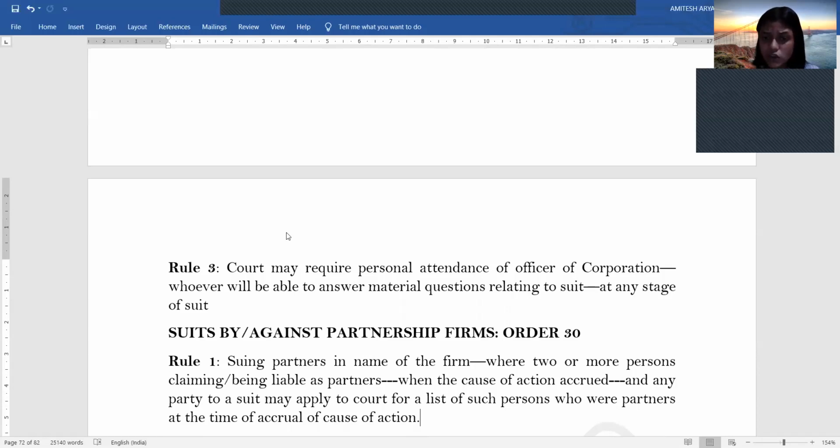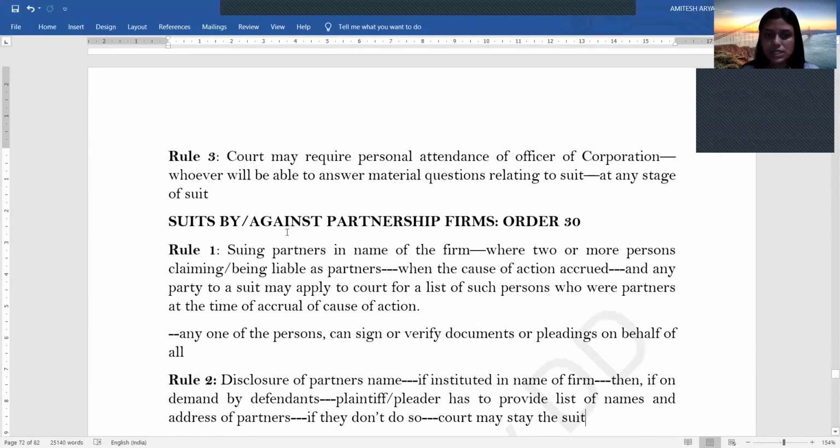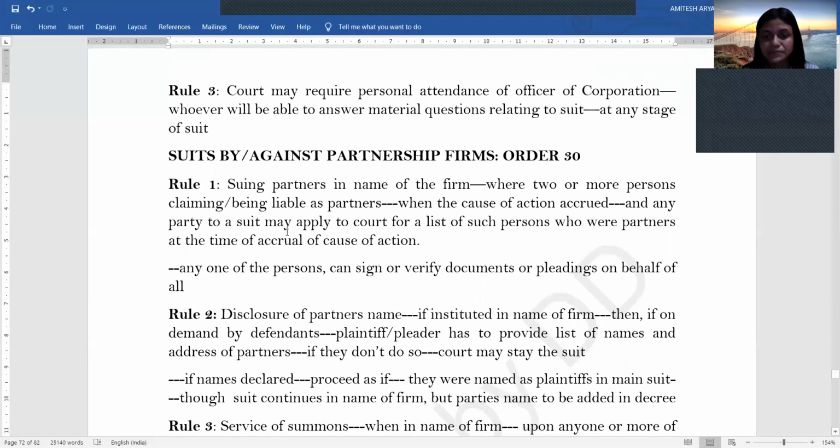Now, the next special suit is suits by and against partnership firms. This is Order 30. Rule 1 states simply, if I am suing under the name of the firm, where there are 2 or more persons who are liable as partners where the cause of action has accrued, then any party to a suit can apply to the court to disclose who were the partners of this particular firm at the time of accrual of the cause of action. And any one of the persons who are saying that I am liable as a partner can verify or sign the documents or pleadings on behalf of all the persons.